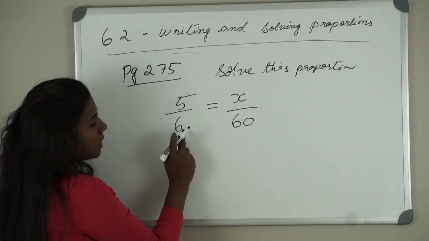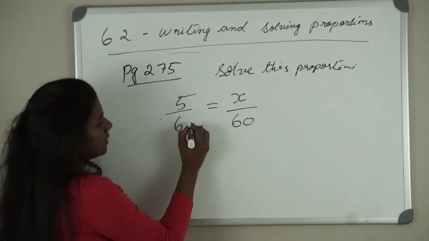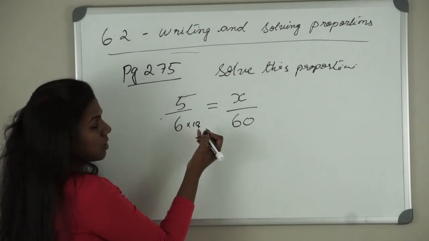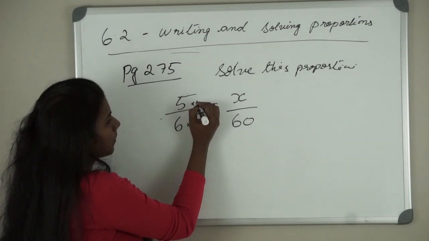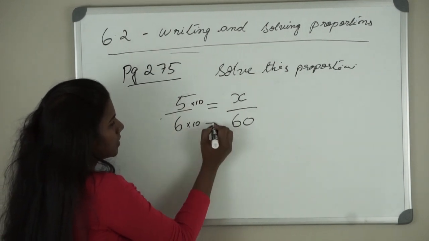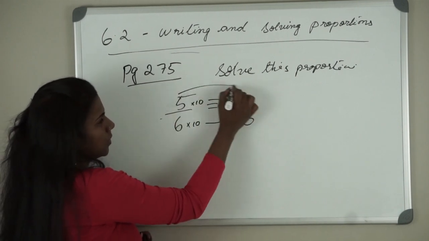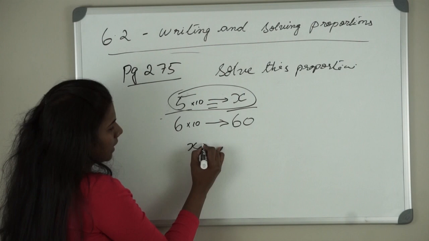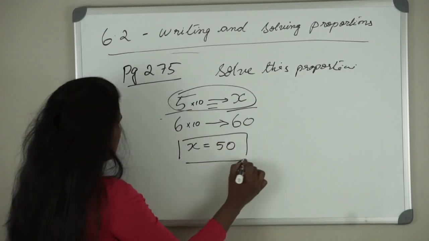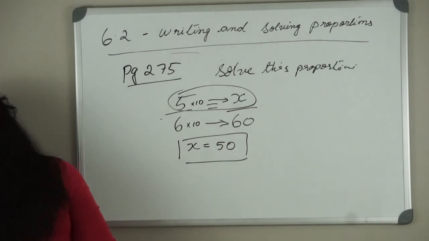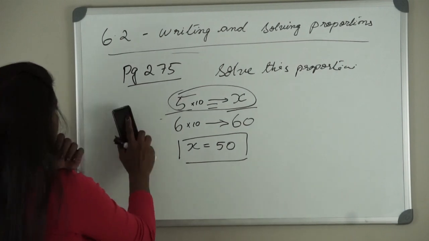So which number can be multiplied with this denominator to get this? 10, correct? So 10. And also, as always, whatever you do with the denominator, you do with the numerator. So this 6 times 10 gives you 60 and 5 times 10 gives you the x. So x is equal to 50, right? Alright, so that's our answer. Let's see one more example, alright?